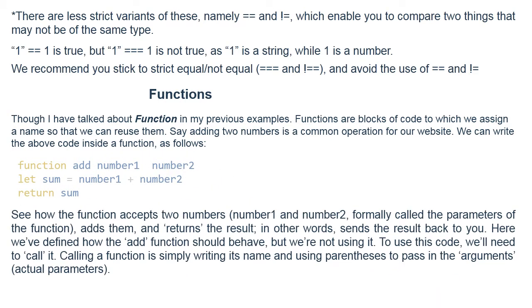See how the function accepts two numbers, num1 and num2, formally called the parameters of the function. It adds them and returns the result. In other words, it sends the result back to you. Here we have defined how the add function should behave, but we are not using it. To use this code, we will need to call it. Calling a function is simply writing its name and using parentheses to pass in the arguments, that is, the actual parameters. So you write a variable, then we add 2 and 3.